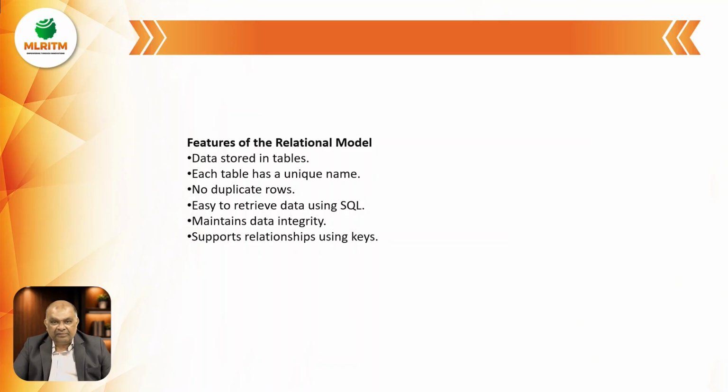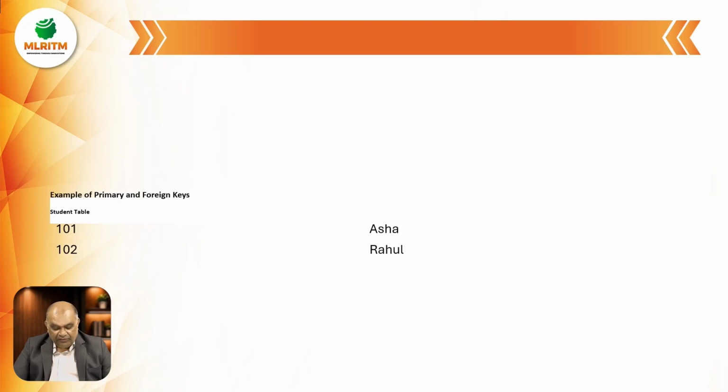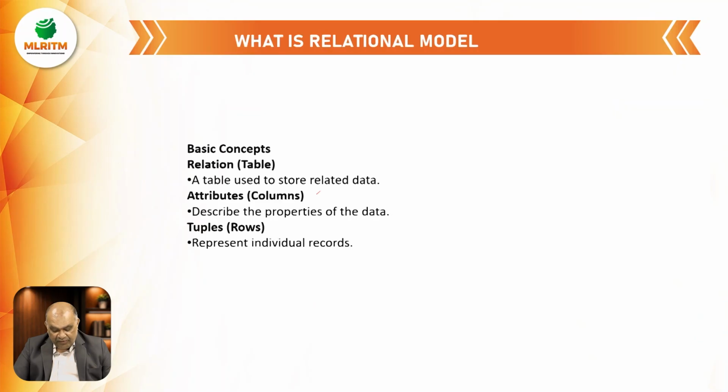So here the relation means the data is stored in tables. Now, each table has a unique name. Yes, definitely. As we have seen here, this is the course table. It is a unique table because it has the information about the course. Here the student table is there, and here too the student table is there. The student table has information only about the student. So each table is unique.